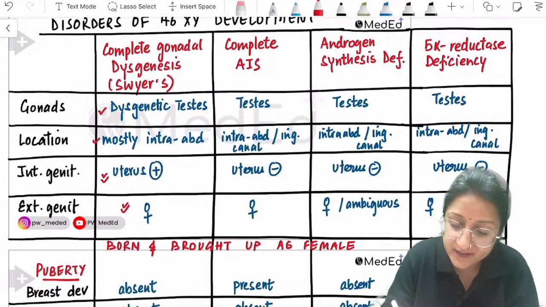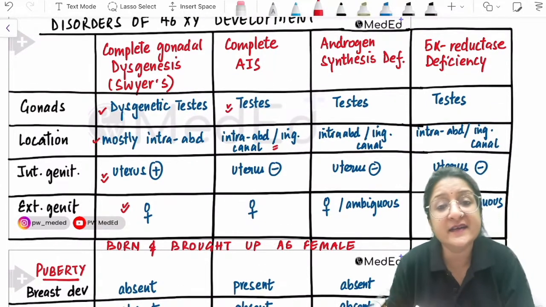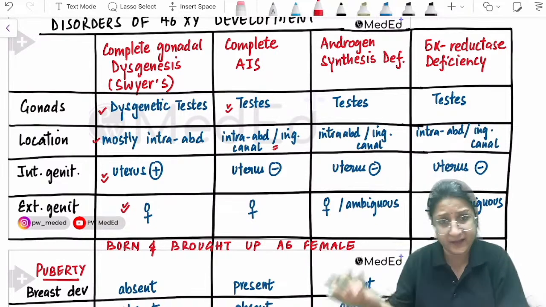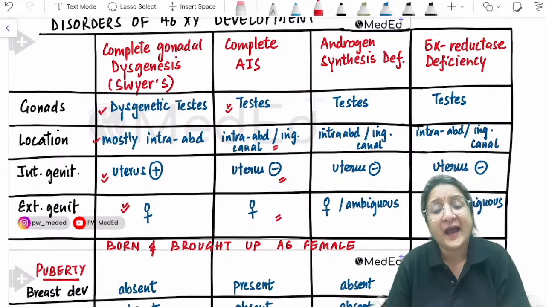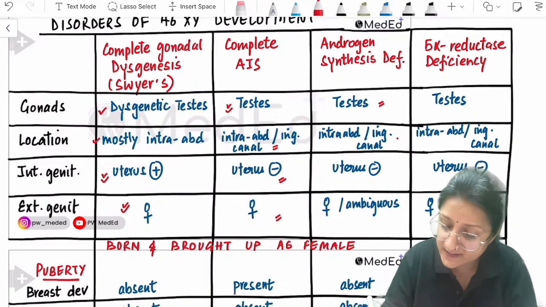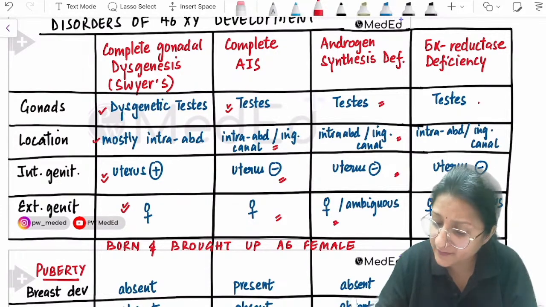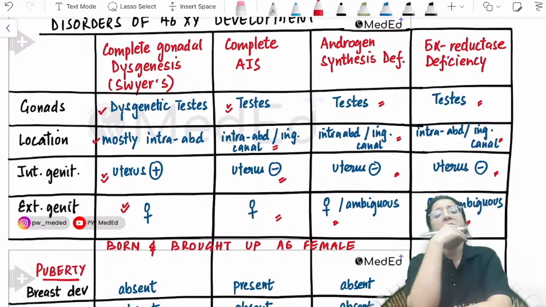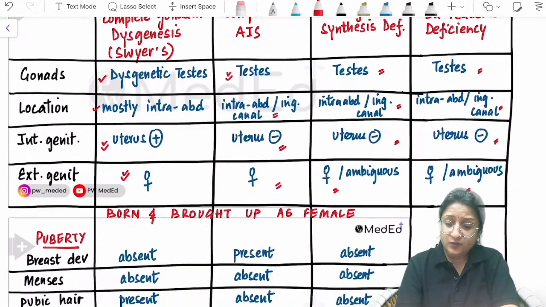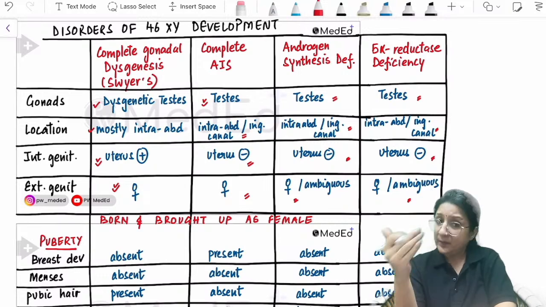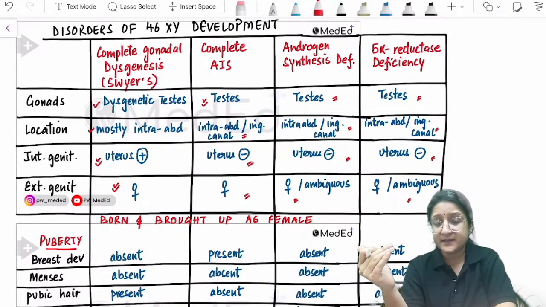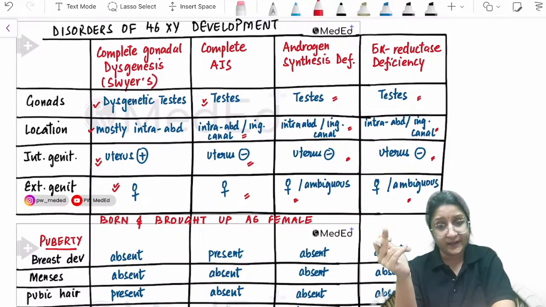Complete androgen insensitivity syndrome: gonads are testes, undescended in the intra-abdominal cavity or in the inguinal canal or even underneath the labia maybe. Uterus absent, phenotype female. Androgen synthesis deficiency, testes, same. 5 alpha reductase deficiency, same. In all these situations, if the deficiency is complete, the patient will be born and brought up as a female. Problem will be when she reaches puberty.